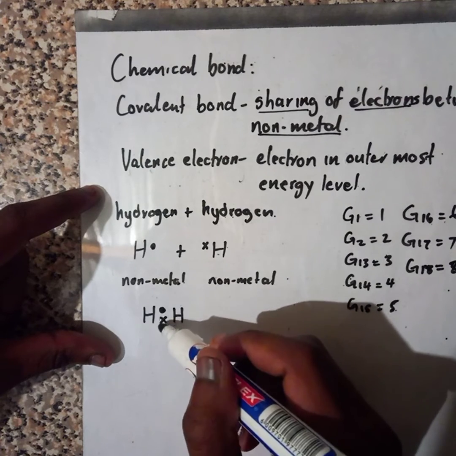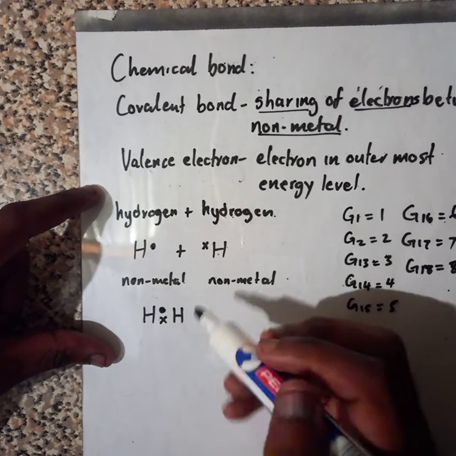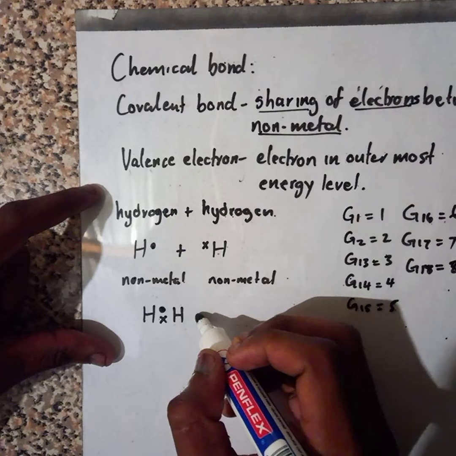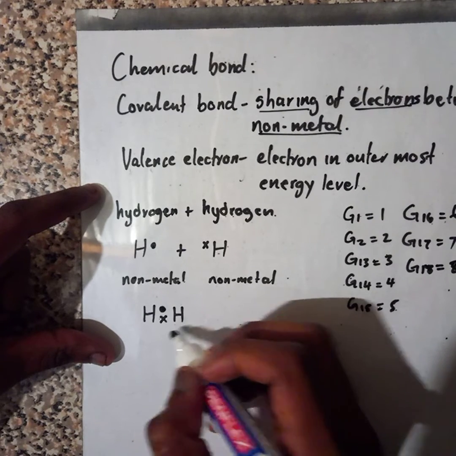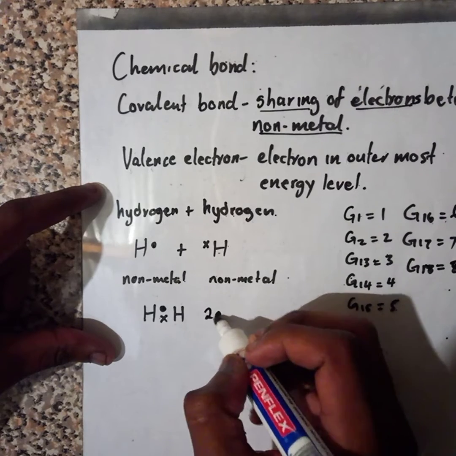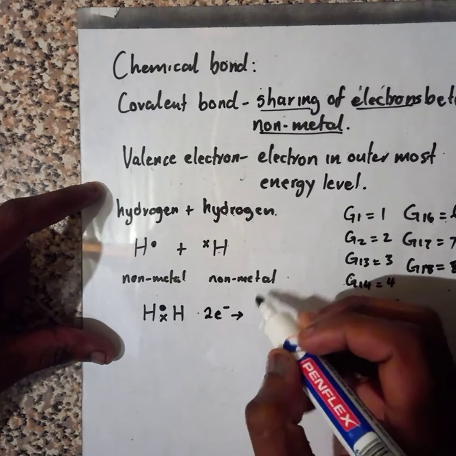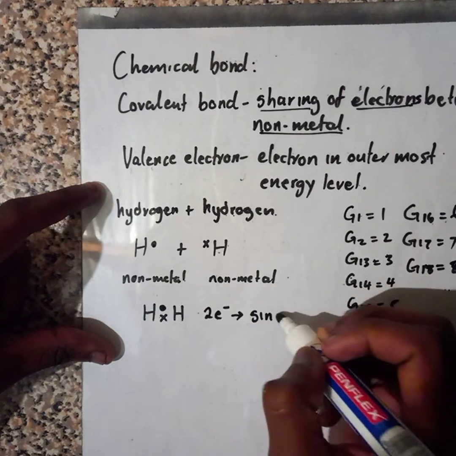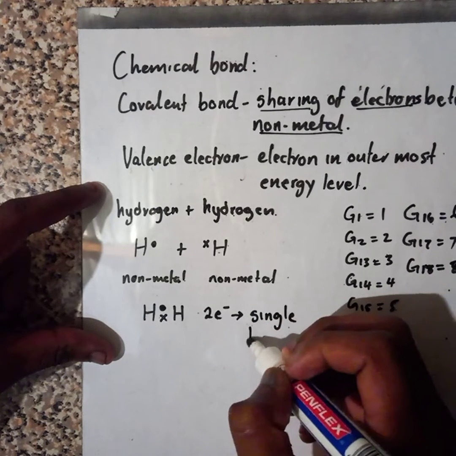Whenever we have 2 electrons which are sharing, we say such a bond is a single bond. We have a single bond. For 2 electrons, we get what? A single bond.